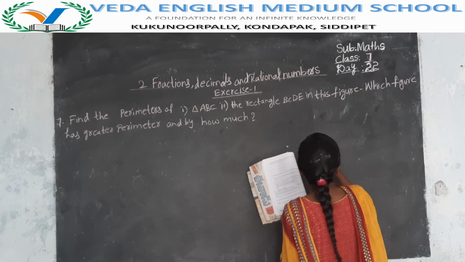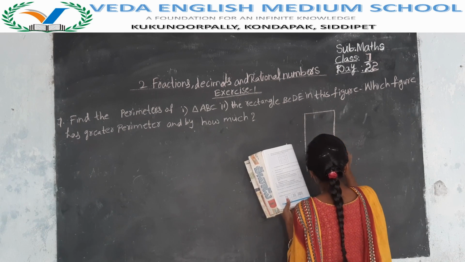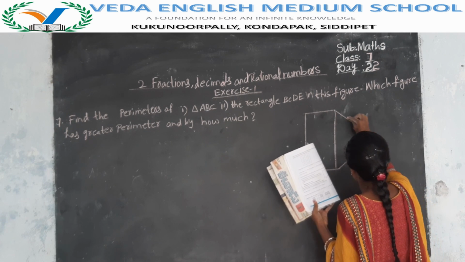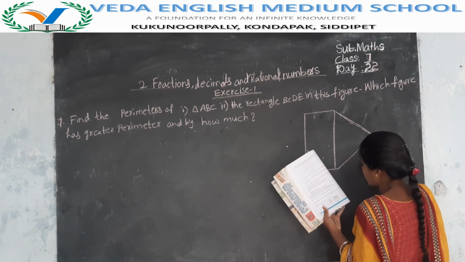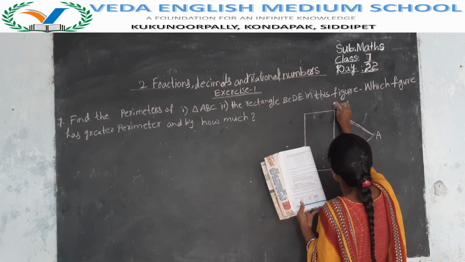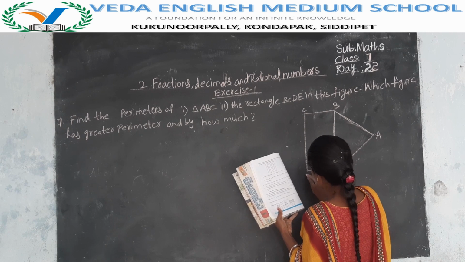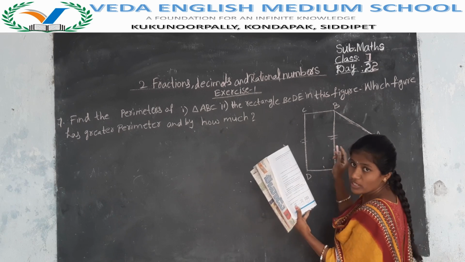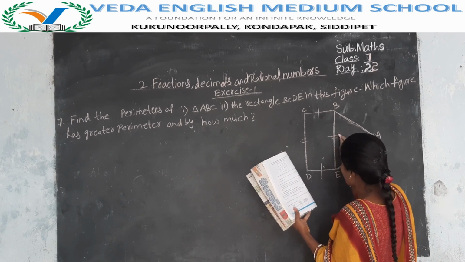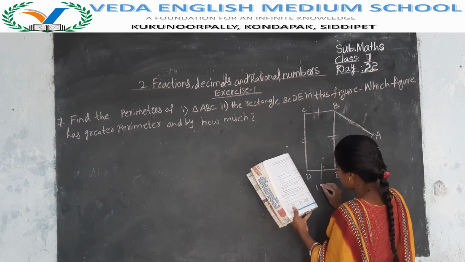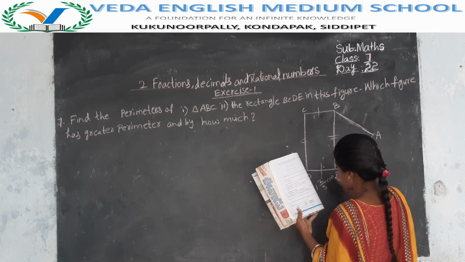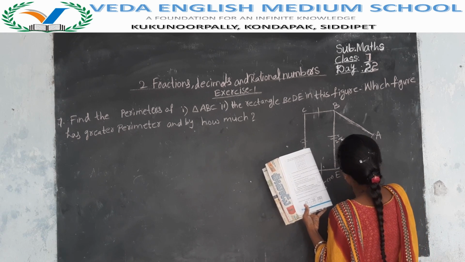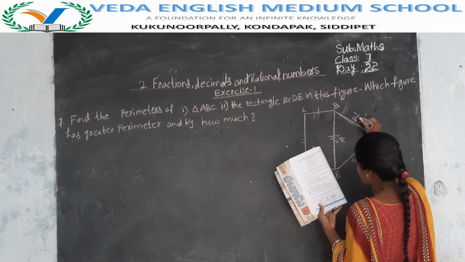Now they have given the figure. I am drawing the figure. See here. Now here A, B, C, D, E. These two are equal in the rectangle. Always you have to remember opposite sides are equal. These two are equal, these two are equal. It is 1 into 2 by 3 centimeters. It is 4 into 2 by 3. It is 2 into 1 by 5. It is 3 into 1 by 3 centimeters.